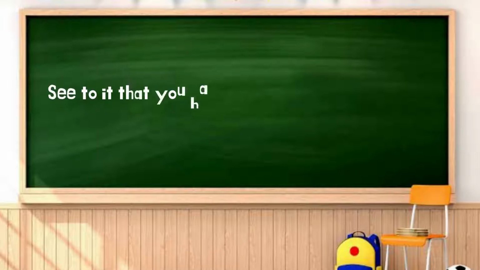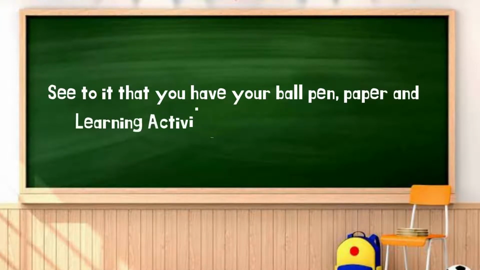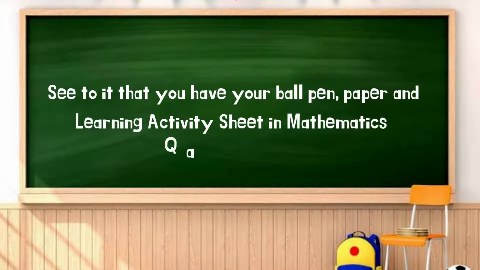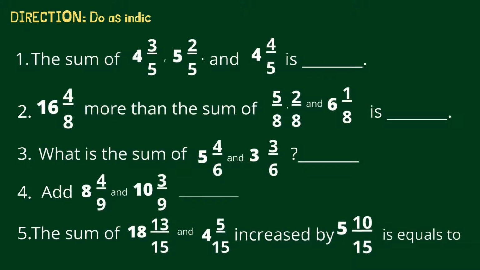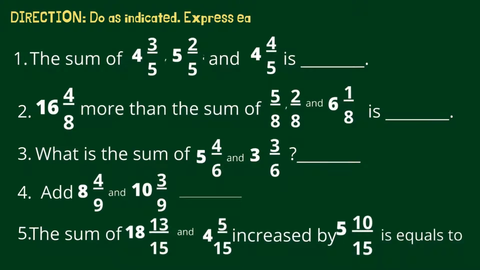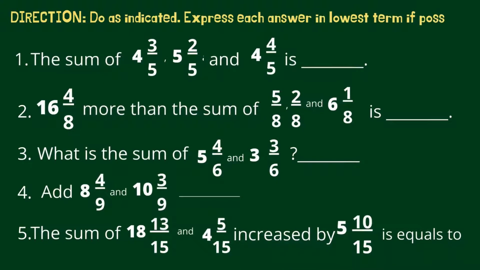We are now down to our last activity. See to it that you have with you your ballpen, paper, and your learning activity sheets in Mathematics 6, Quarter 1, Week 1. For the direction, you are going to solve the given problem and express your answer in lowest term if possible. You only have 5 minutes to answer the problems, and your timer starts now.